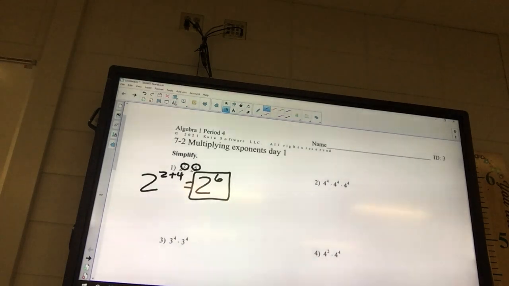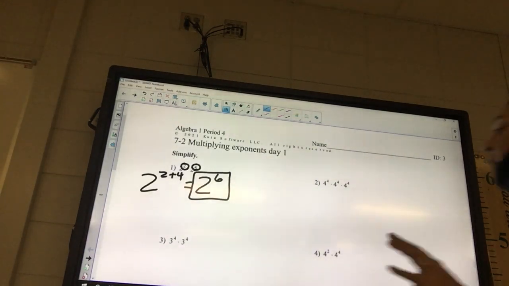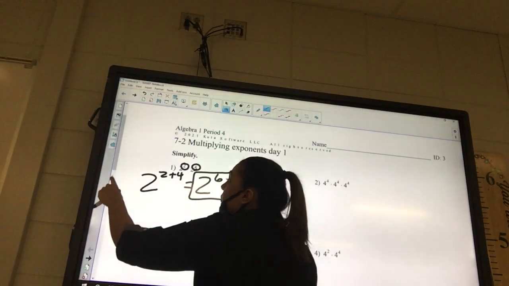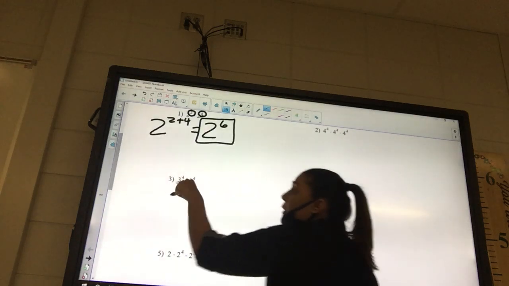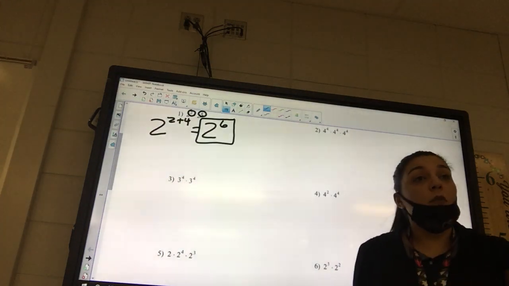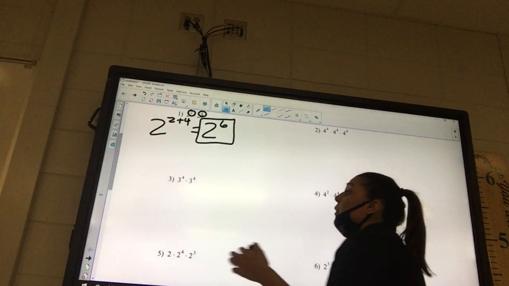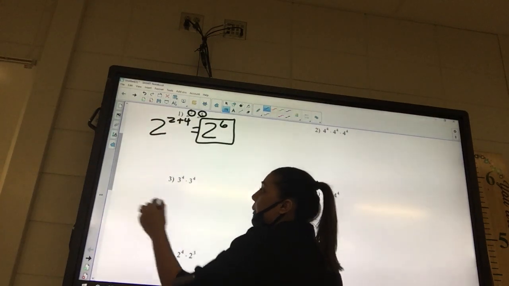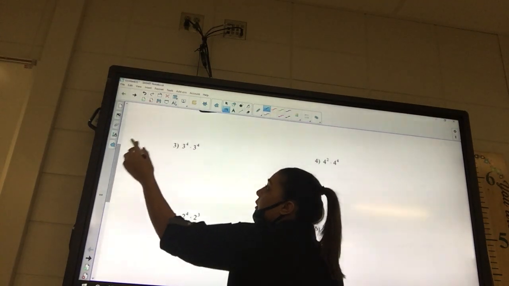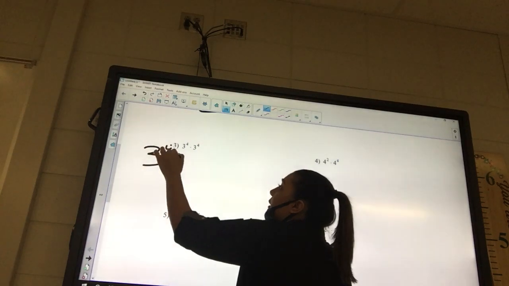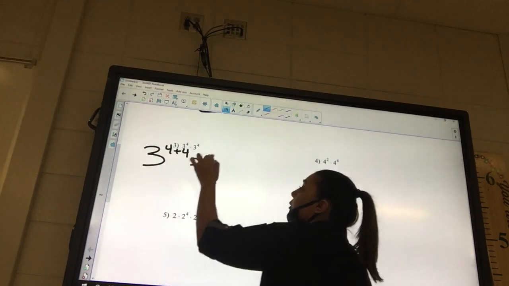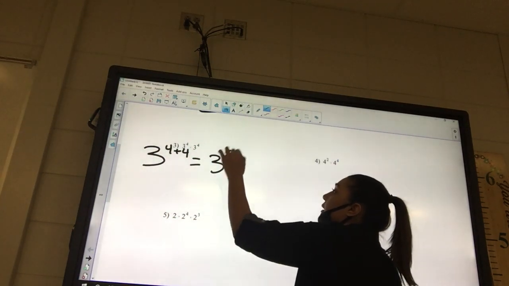I know some of you guys are going to be tempted to work ahead. Do not. The rules are different if there's letters or if there's numbers. These ones, see how it's only numbers, there's no letters. So what is our coefficient, our base? 3, and then we add the exponent, so it's going to be 4 plus 4, which is what? 3 to the 8.